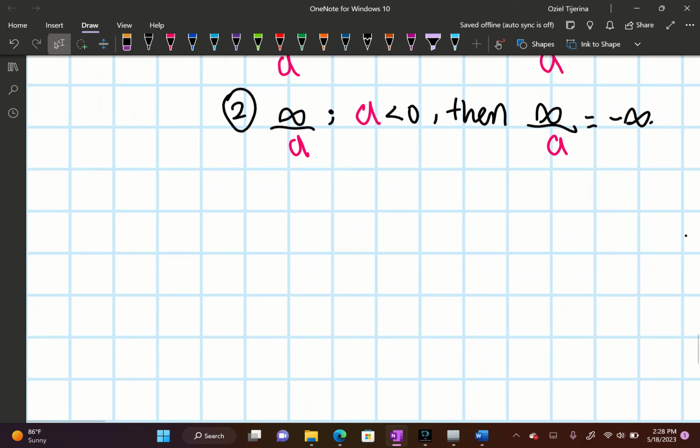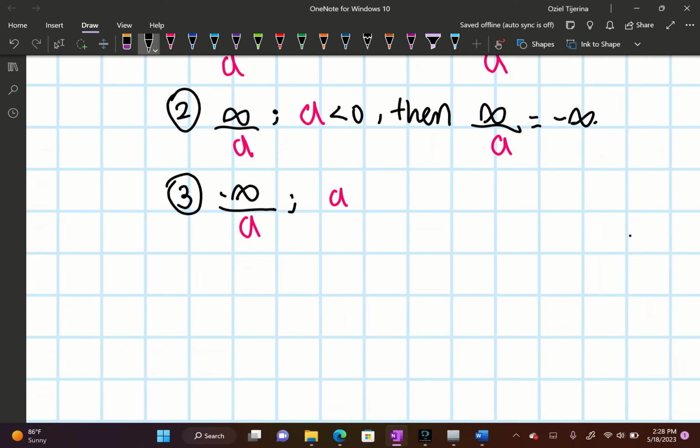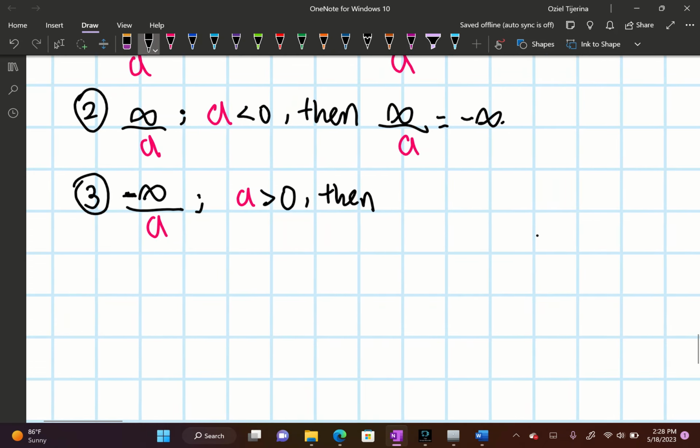And then number 3 says: if we're given negative infinity over some number a, such that a is greater than 0, and notice there's a negative here, then negative infinity over a will give us negative infinity.